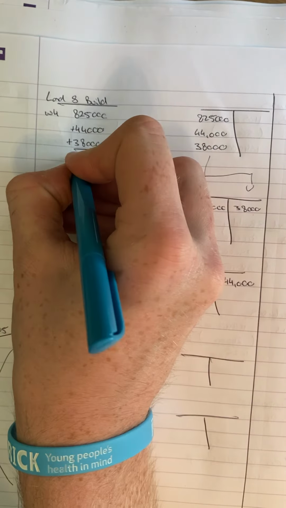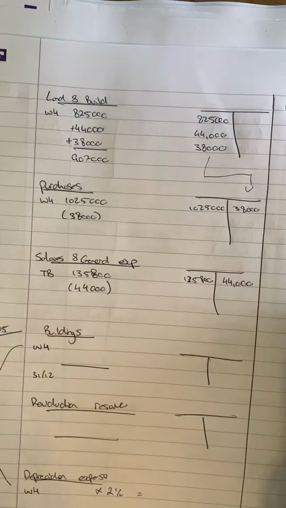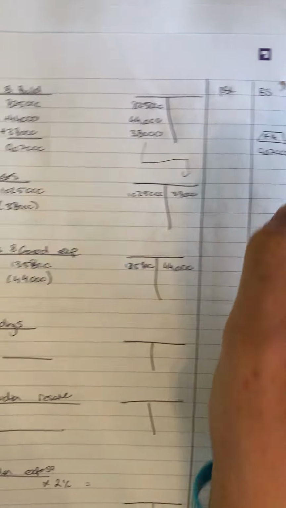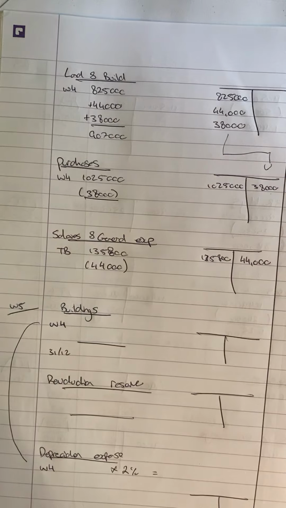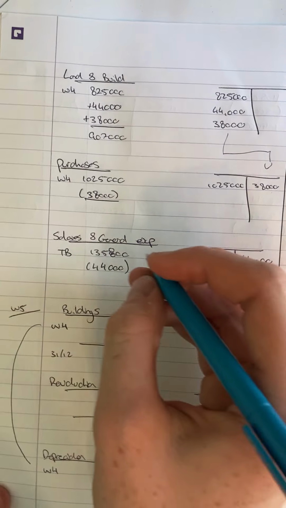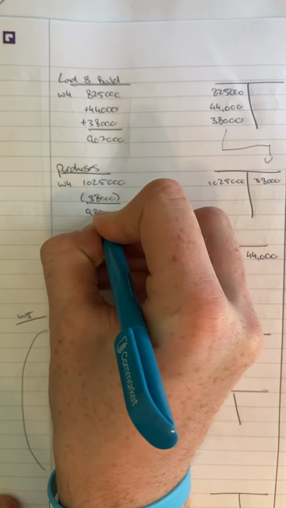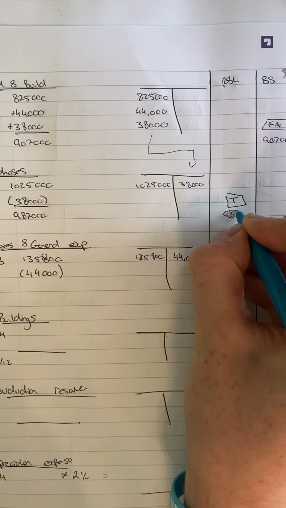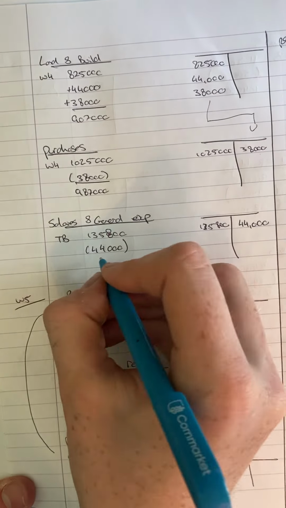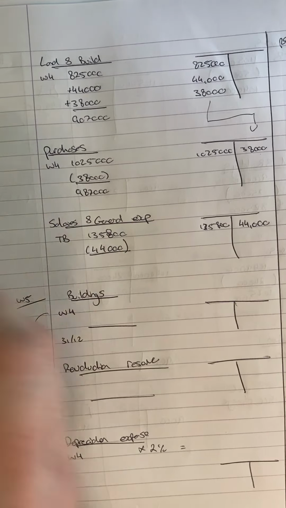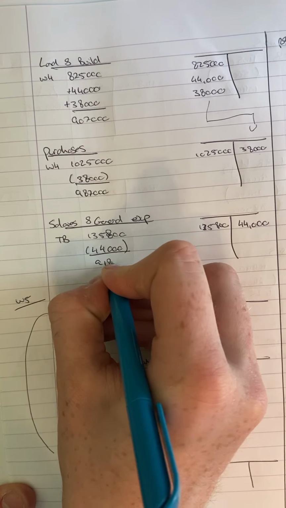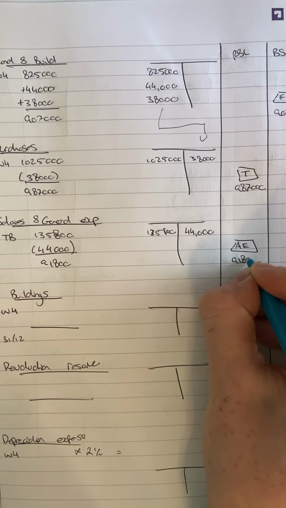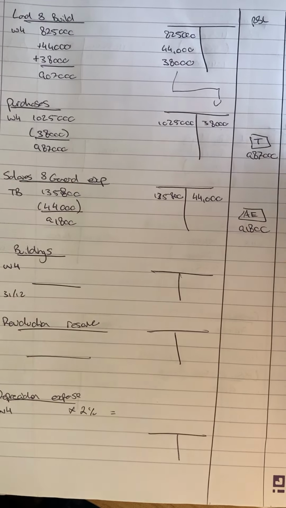So if I look up here, my new value of my land and buildings is 907,000, and that's my new fixed assets over here, FA 907,000. My new purchases figure should be 987,000. That's going to go to the trading account over here. My new figure for salaries and general expenses is going to be 91,800. That's going to go as an administration expense. 91,800, and that's me done with that working.